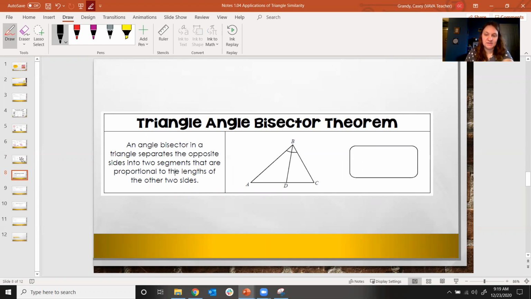Okay, let's see. Okay, so we already talked about the triangle angle bisector theorem in the last lesson, so we don't need to talk about that again. You are welcome to review that, pause it again if you need a review of that.